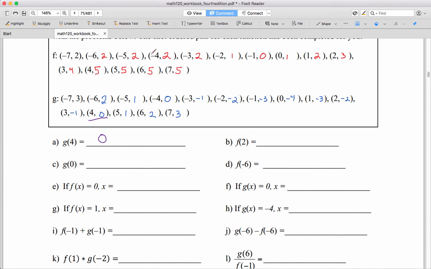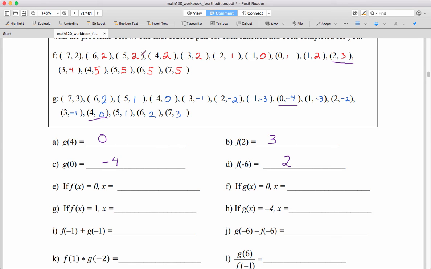On B, we want to find F of 2. Let's see, there's F of 2 right there. That's going to be a 3. Let's see, what's G of 0? G of 0 looks like it's a -4. Sorry, skip D here. What's f of -6? Let's do that first. That's a 2.